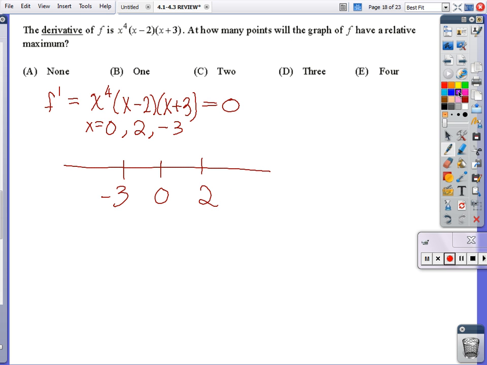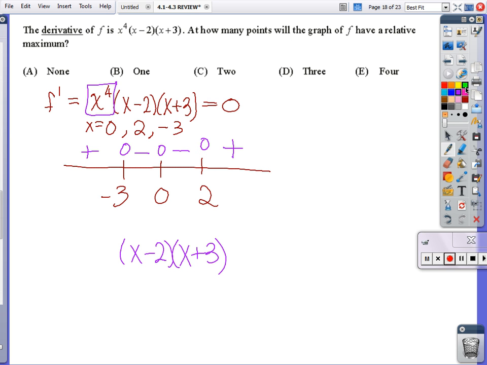We are going to put the zeros up. This term right here is always positive, so I'm going to ignore it while doing my sign chart, and I'm only going to do my sign chart using these two terms. So if I substitute in a very negative number, I would get a negative times a negative, which is positive. If I put in negative 2, I would get negative times a positive, which is negative. If I put in 1, I get negative times a positive, which is negative, and then 1,000 would be positive.